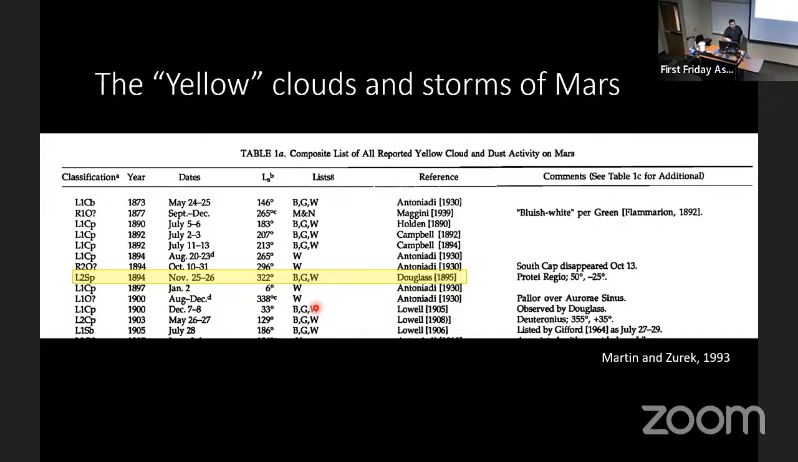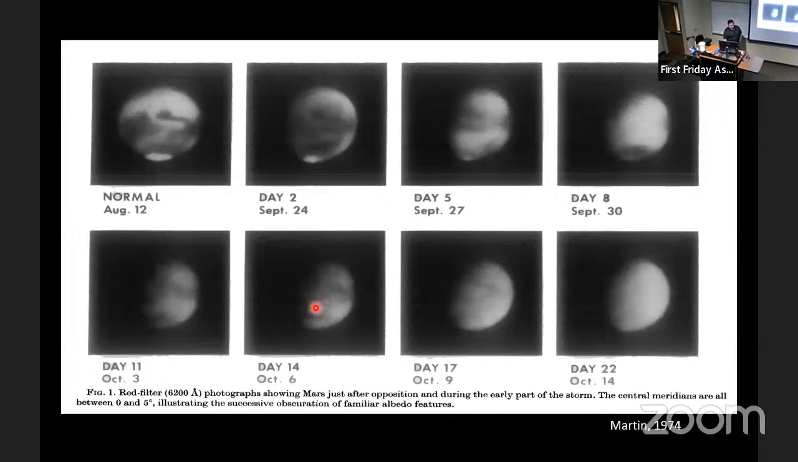I only showed a little bit of this table here from a paper. It goes on for like 2 pages, and there are observations almost every year of either local storms, and usually every few years you get global dust storms, all the way up into the 1970s. And in the 1970s, something changes at that point, which is kind of exciting.